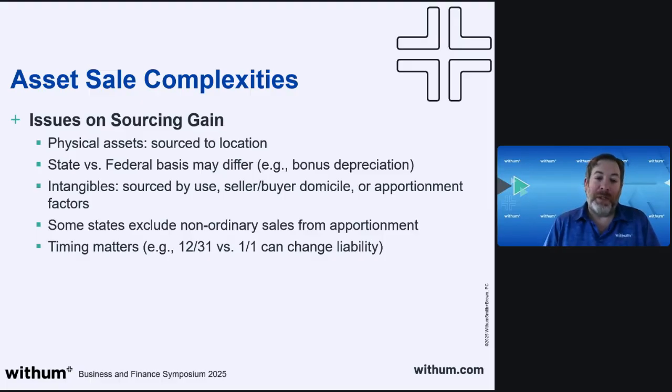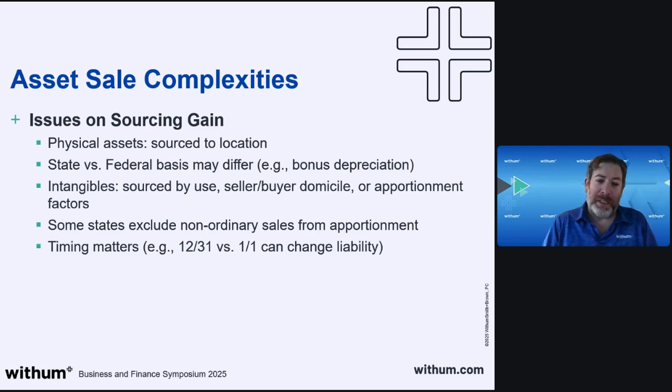So again, when you have transactions where a significant amount of the assets sold are intangibles, you need to do a state-by-state analysis as to how those intangibles will be sourced. Again, some states exclude sales outside the ordinary course of business from apportionment. It's one thing to sell a widget, one at a time, but if you sell all of your widgets, that may be excluded from both numerator and denominator representation, because that's not a typical sale.